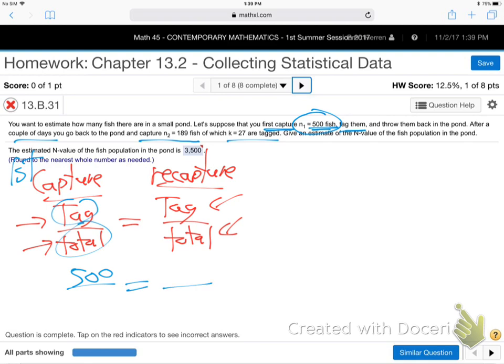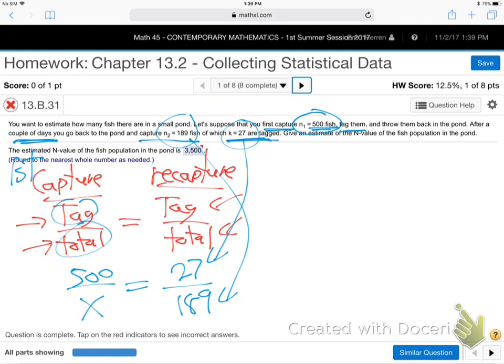So this is talking about the recapture now, right? The 189 and the 27 are all part of going back in a couple of days. The recapture, the second fraction. You with me? And which goes in the top there? 27 are tagged. Tag goes in the top. The total, 189, goes in the bottom. Does that make sense? And then this is x, and then we'll solve for x. Everybody see what we did there? See how I did it?